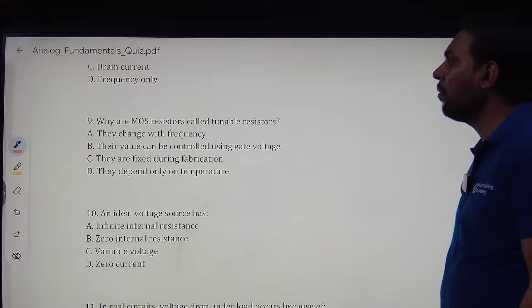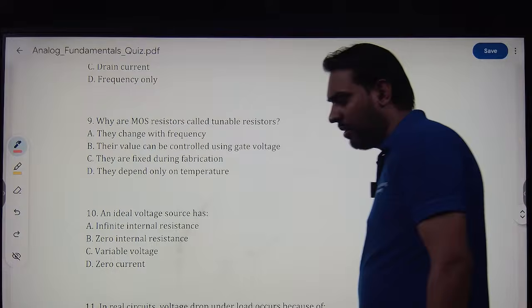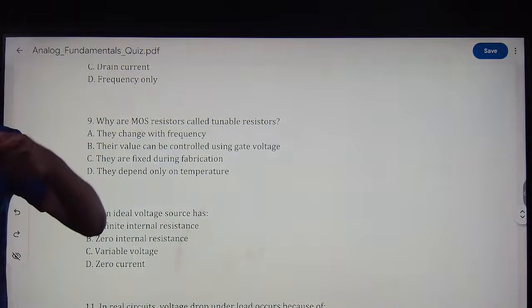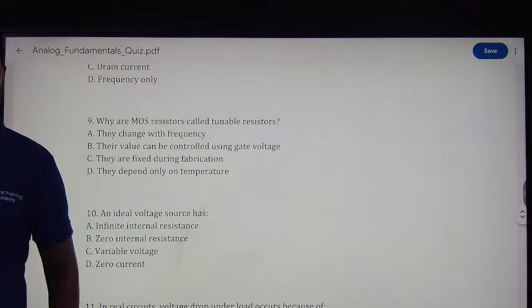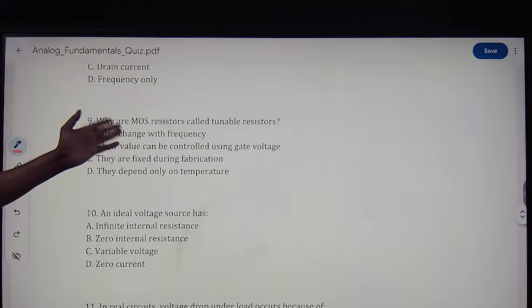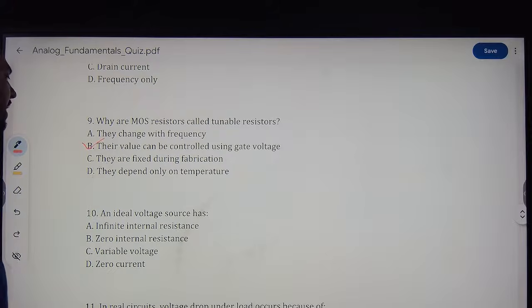Ninth, why are MOS resistors called tunable resistors? We discussed this part, that with the help of the gate voltage, you can decide how the current will flow, with the help of VGS, gate to source voltage. So why are MOS resistors called tunable resistors? Do their values change with the frequency? No. Their value can be controlled using gate voltage. Yes, that value will be controlled by the gate voltage. This was your right answer.